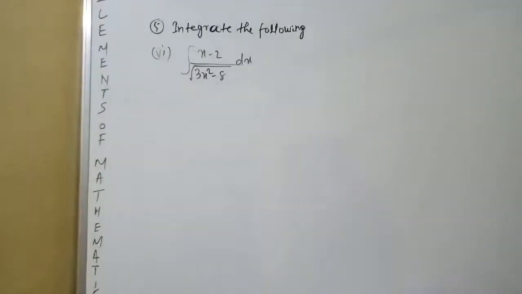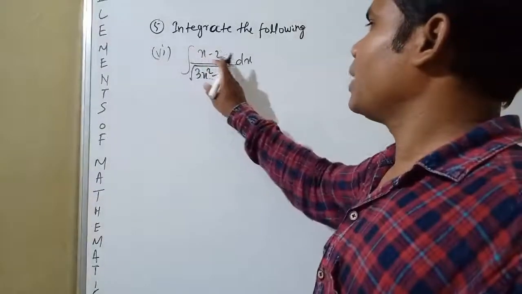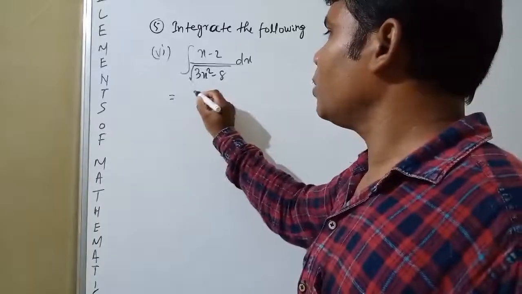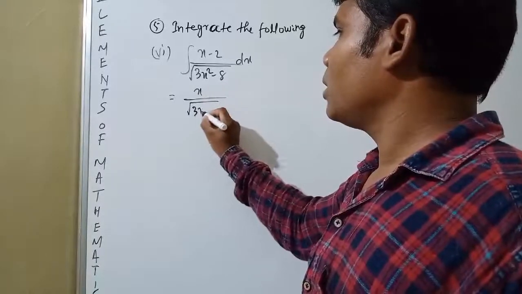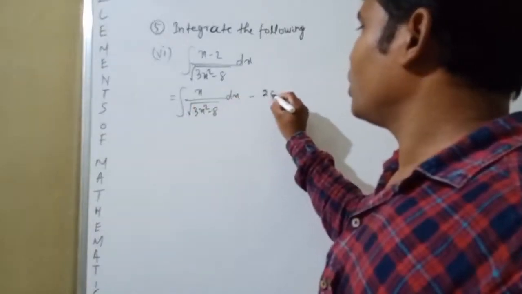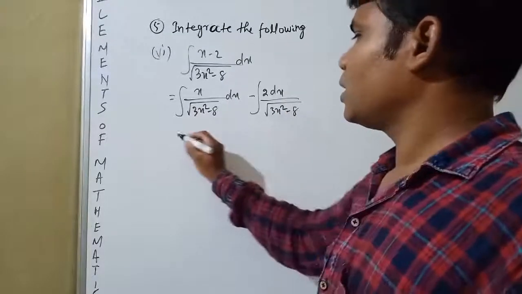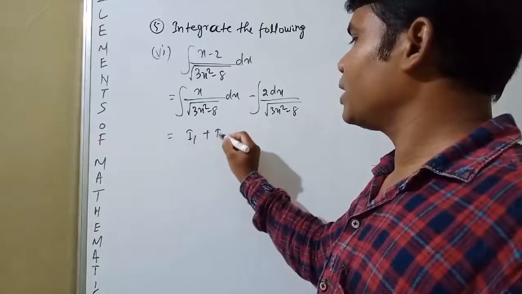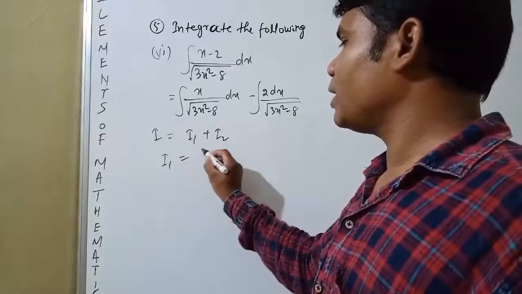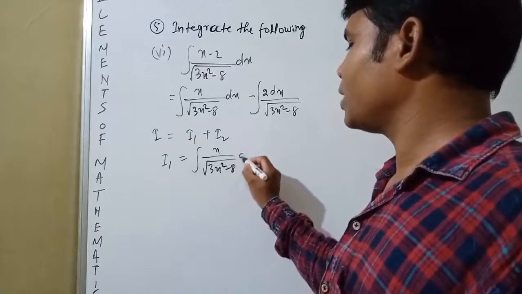Pause the video. You see the next question, integrate the following, integration of x minus 2 dx by root over 3x square minus 8 is equal to x by root over 3x square minus 8 dx. Here integration minus 2 dx by root over 3x square minus 8. You say this is I1 and this is I2. I is equal to I1 plus I2. Let you operate I1. I1 is equal to integration of x by root over 3x square minus 8 dx.